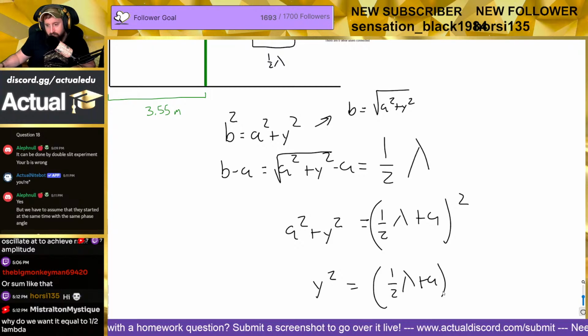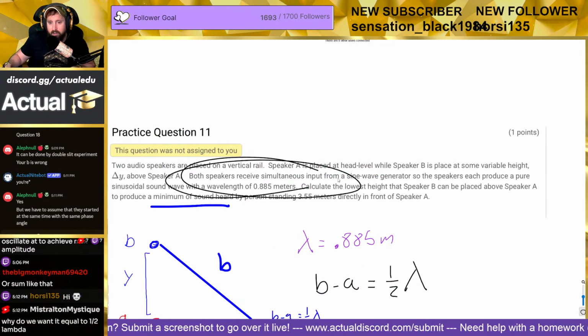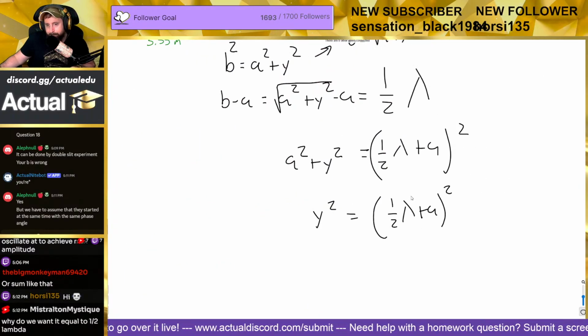We also have to assume they start at the same time at the same angle, and we do, because we say that both speakers receive simultaneous input from a sine wave generator. Yeah, it's a good point, though.